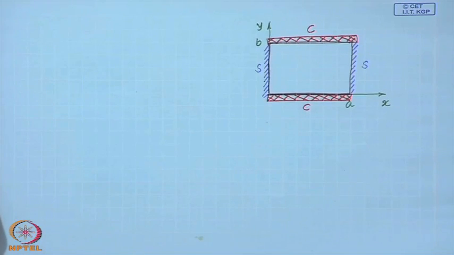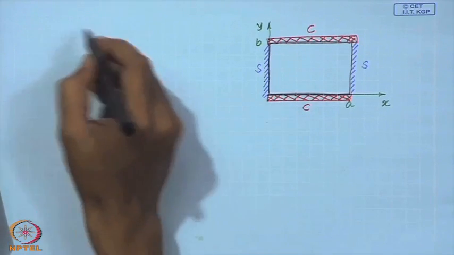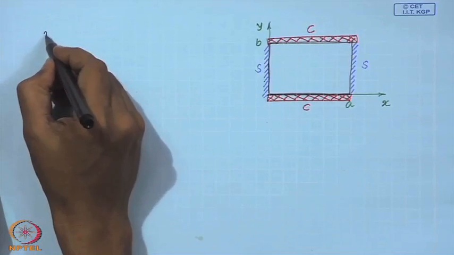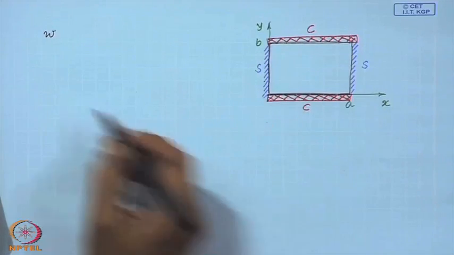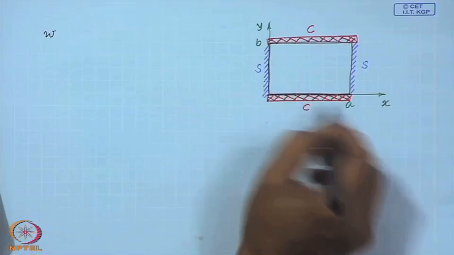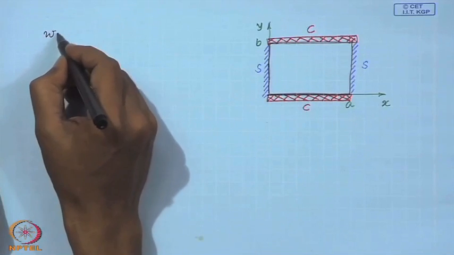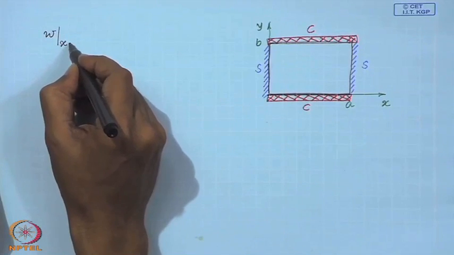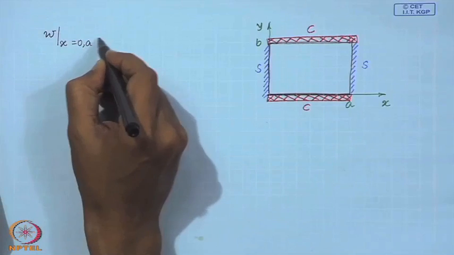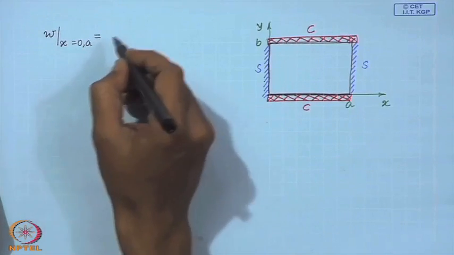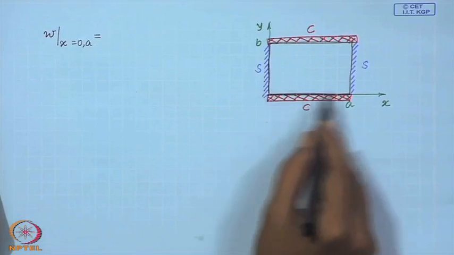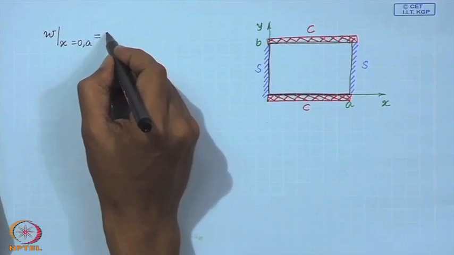So, the boundary conditions for such a plate, the mathematical representations are: the displacement at x equal to 0 and x equal to a must be 0.